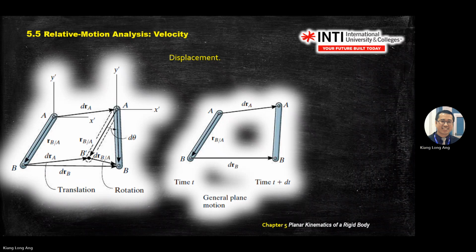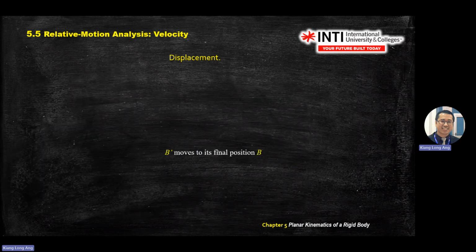Then here also, it goes from B dash to B. The distance you write as drB stroke A. And this is the distance traveled from B dash to B. So there are two vector diagrams, one here and another one here. So we try to make it mathematical.